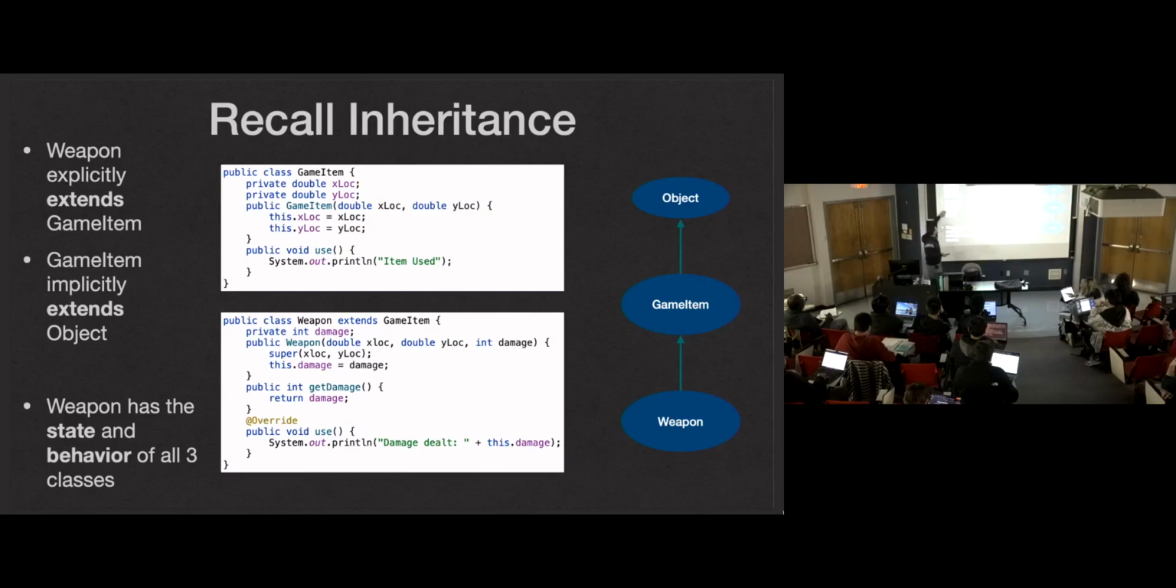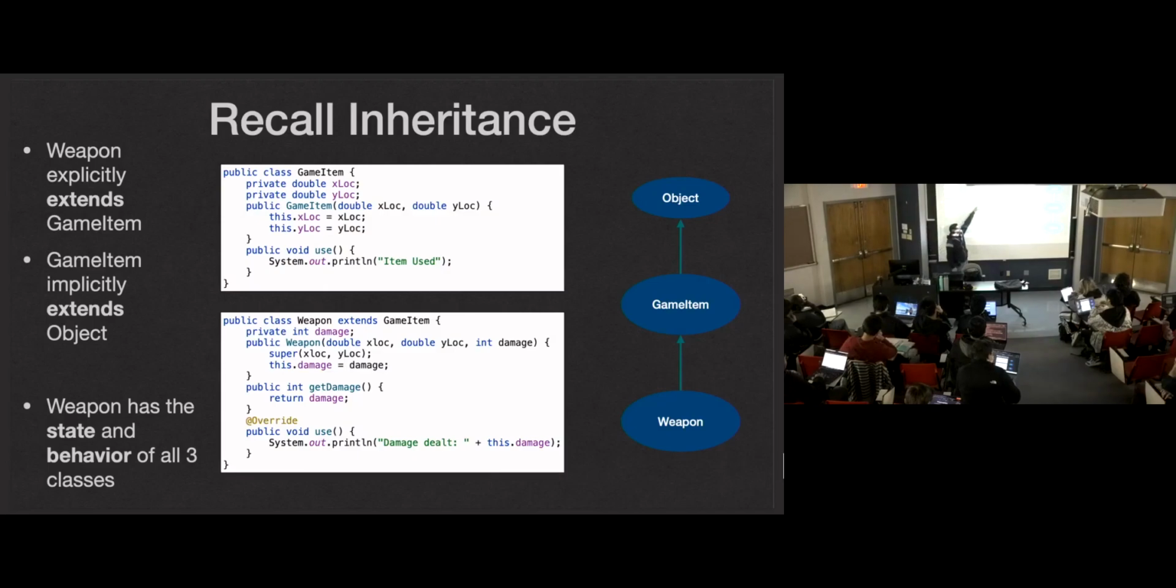And we use this extends keyword, and this extension could be implicit or explicit. The weapon class explicitly extends game item, because I typed extends game item in my code. So it's going to obviously extend game item because it's right there in the code. Game item also is inheriting from another class, but it's not so obvious. This is an implicit extension.